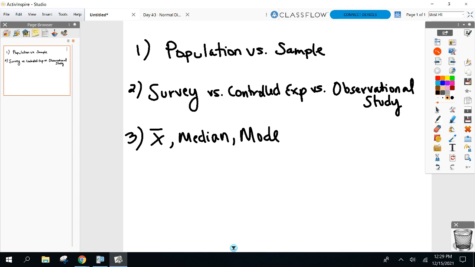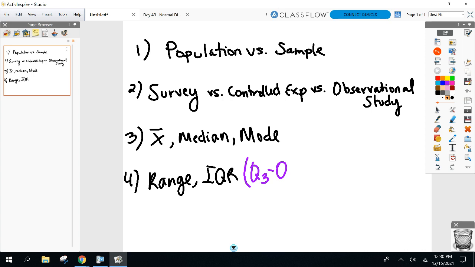Yesterday, can we find the range? Can we find the interquartile range? Real quickly, that's really the only formula you need tomorrow, which is what? Q3 minus Q1. If you do Q1 minus Q3, you might have a negative number. The calculator will give you Q3 and Q1.